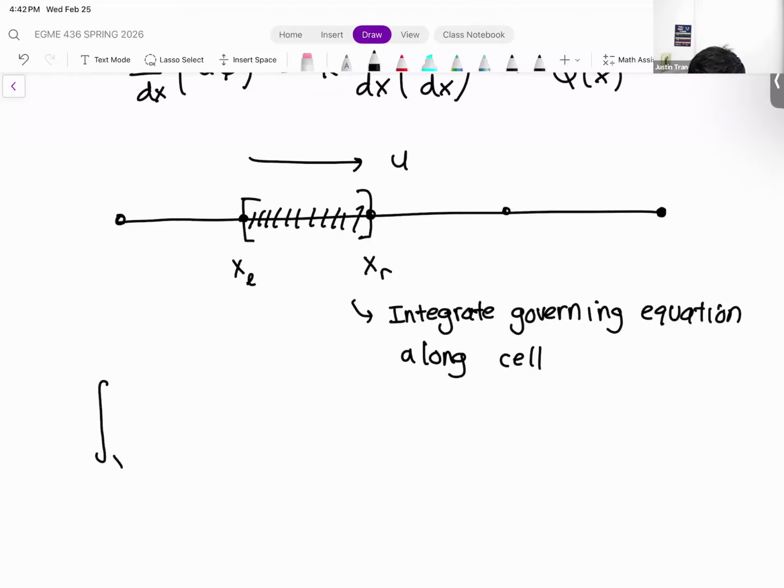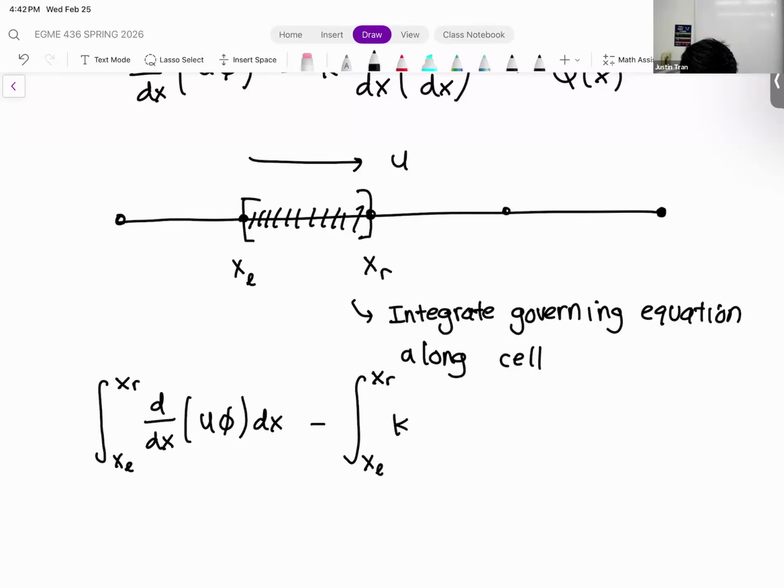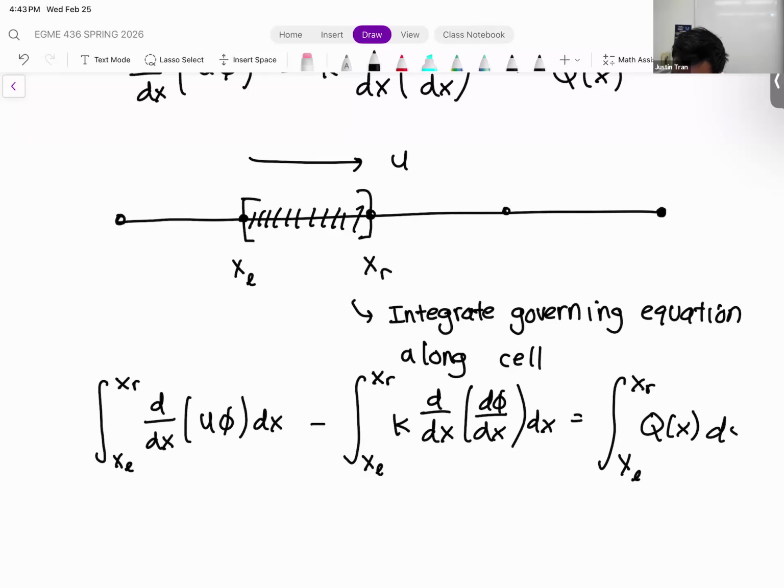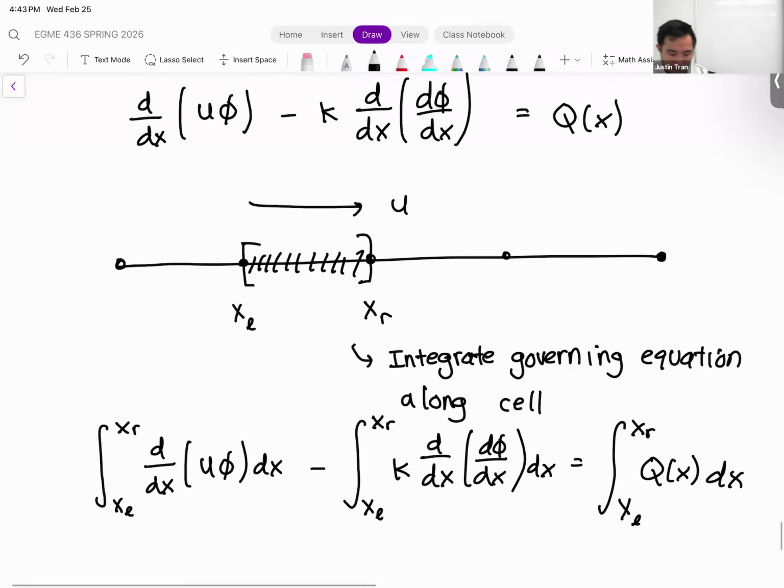Okay. So we have the integral from x_L to x_R of d/dx of (u times phi) dx, minus the integral from x_L to x_R of k d/dx of (d phi/dx) dx, is equal to the integral from x_L to x_R of q(x) dx. Okay. So I just took our 1D convection diffusion equation and integrated every single term from the left side of the cell to the right side.